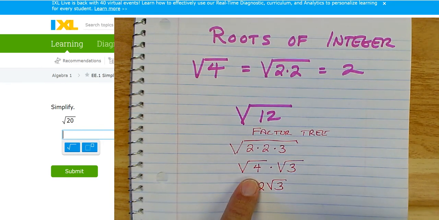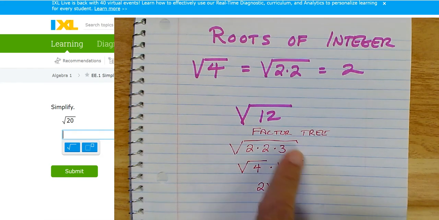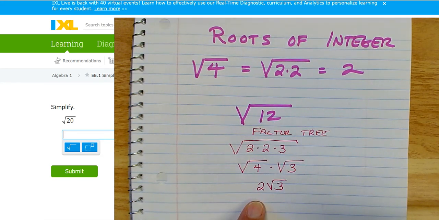Well, what's the square root of 4? The square root of 4 is 2. So this simplifies to a 2. So the square root of 12 is actually 2 square root of 3. So let's do some IXLs with this.